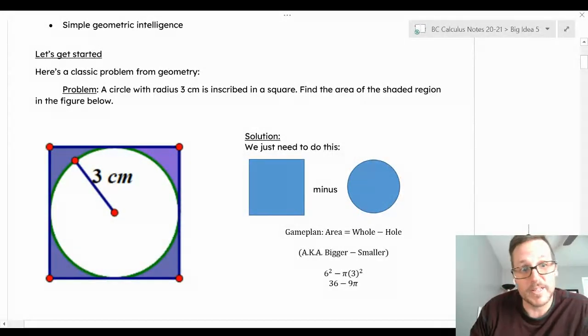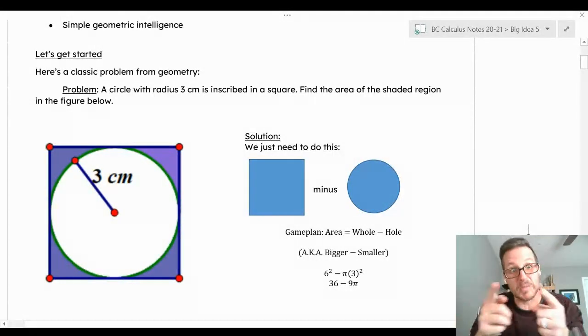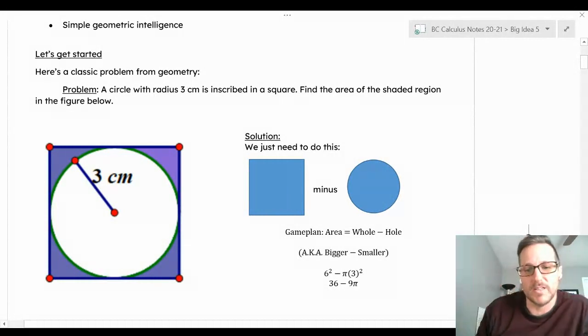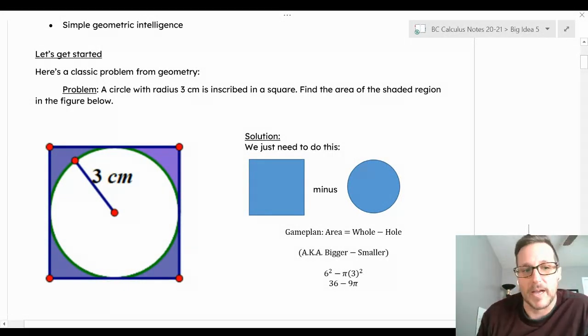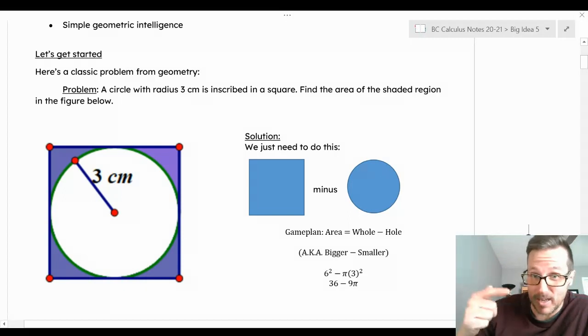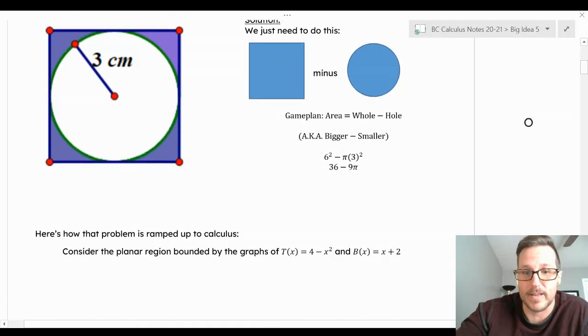So the square, well, if the radius of the circle is 3, then the diameter of the circle is 6, which means the side of the square is 6. So the area of the square is 36 centimeters squared. Subtract the area of the circle, which is pi times 3 squared. There you go, 36 minus 9 pi. The idea of bigger minus smaller is something you're going to see repeated throughout this lesson.